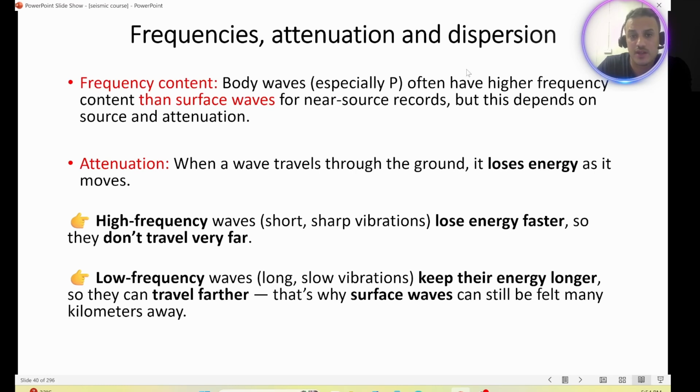That's why the body wave has high frequency, because this wave moves very fast. A low frequency wave is a very long, slow vibration, keeps its energy longer, so it can travel further. That's why the surface wave can still be felt many kilometers away.